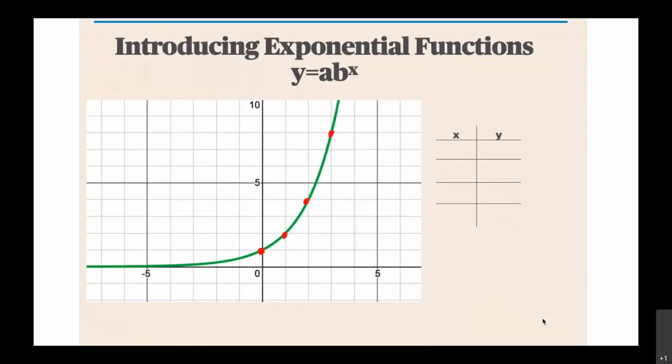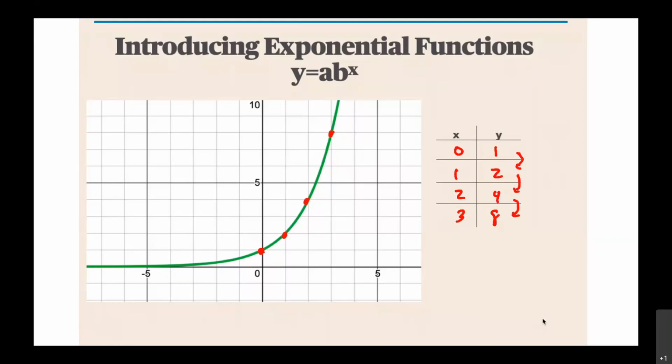Okay, if we put the coordinates down, first one we have is 0, 1. Then we're at 1, 2. Then we're at 2, 4. And the last one that I picked was 3, 8. So this time, when you look at the y values, what's the pattern? How are the y values growing from one y value to the next? Yeah, times 2. It's got that common multiplier.